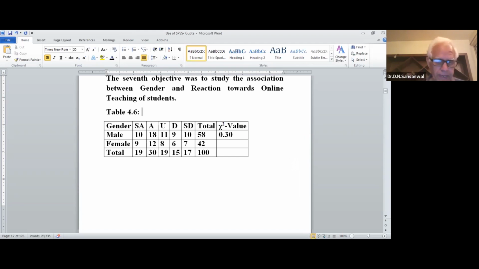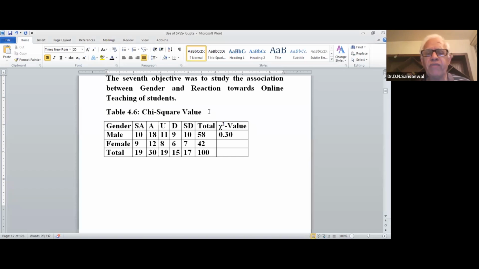So, chi-square value for association. These are not percentages, these are the frequency. Sukhraj, these are not percentages. These are the frequency. By chance it is 100, it doesn't matter.